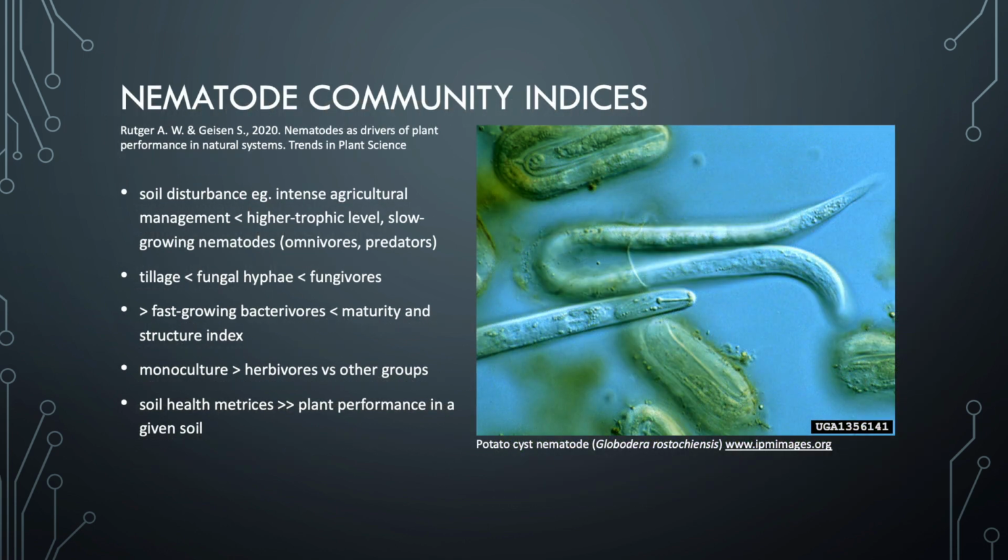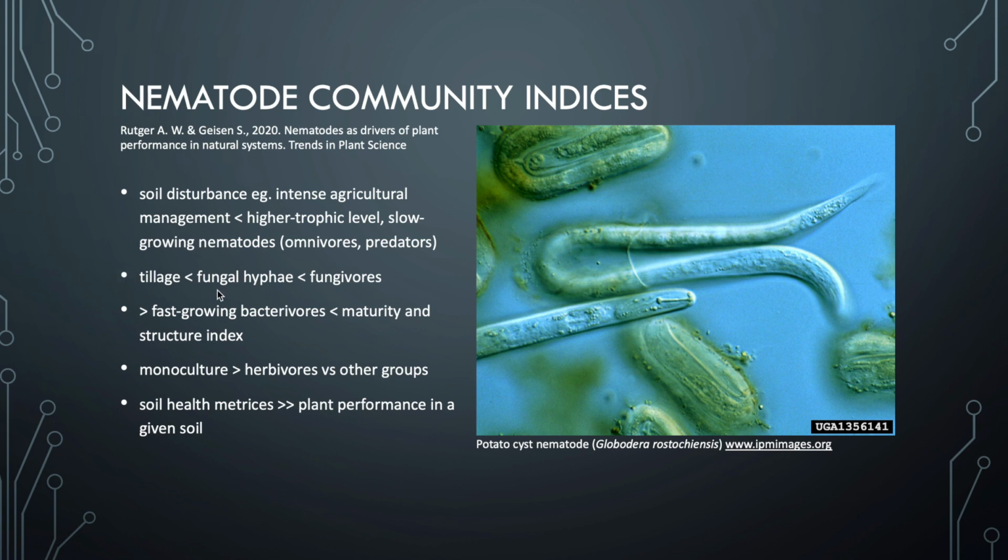So in order to study the interaction between plants and herbivorous nematodes and other nematodes, there are specific indices related to the nematode community in the soil. Soil disturbance, for example, intense agricultural management, decreases higher trophic level, slow-growing nematodes, such as the omnivores and the predators. So being able to assess the numbers of omnivores and predators in the ecosystem gives us an indication of the health of the soil ecosystem.